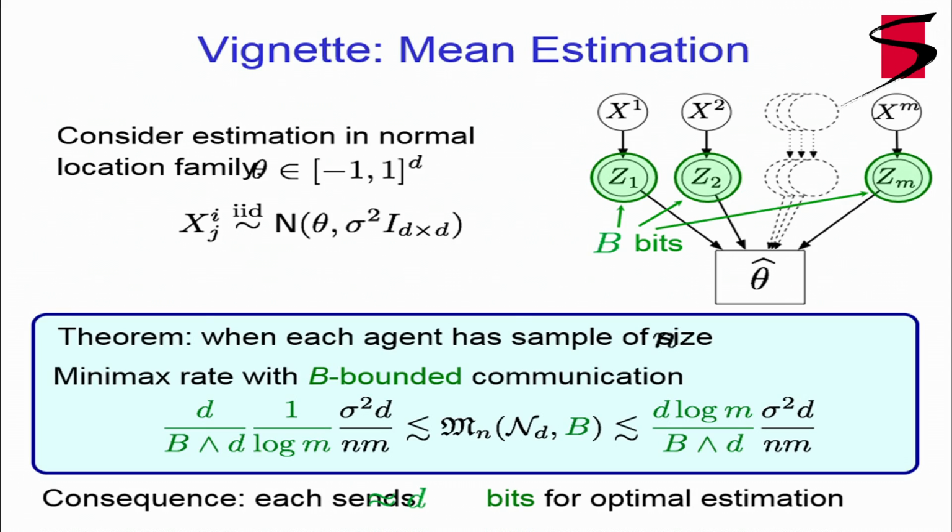All right, there it is. There's the new rate. On the right-hand side, you have the classical minimax rate multiplied by a new factor, which has the bit rate, the communication constraint in it. We're taking the minimum of D, the dimension of the problem, and B.